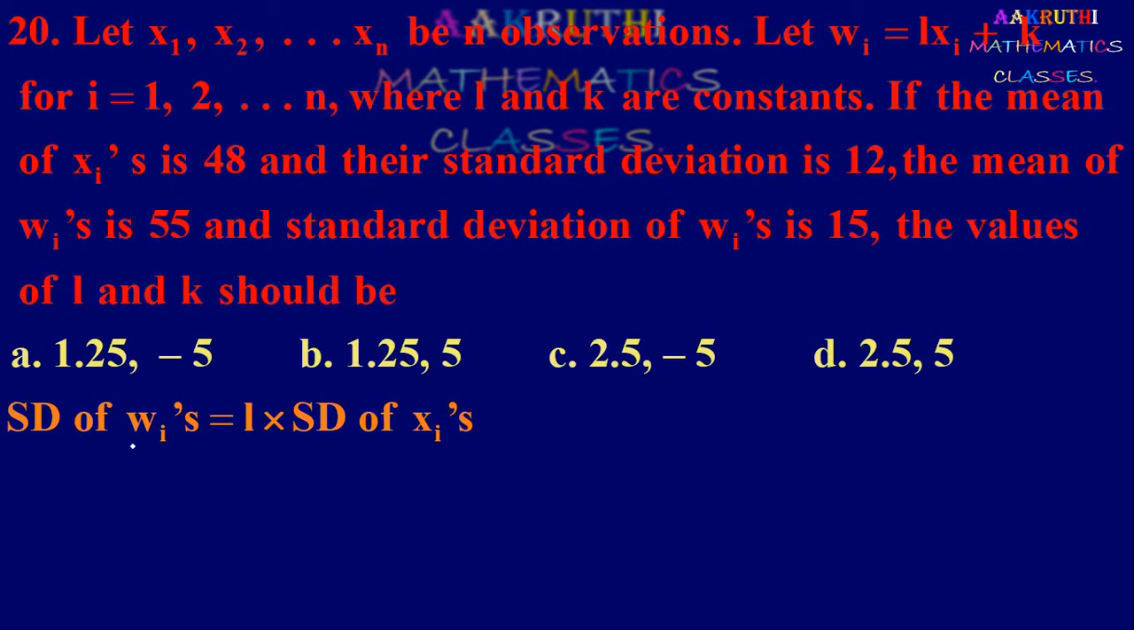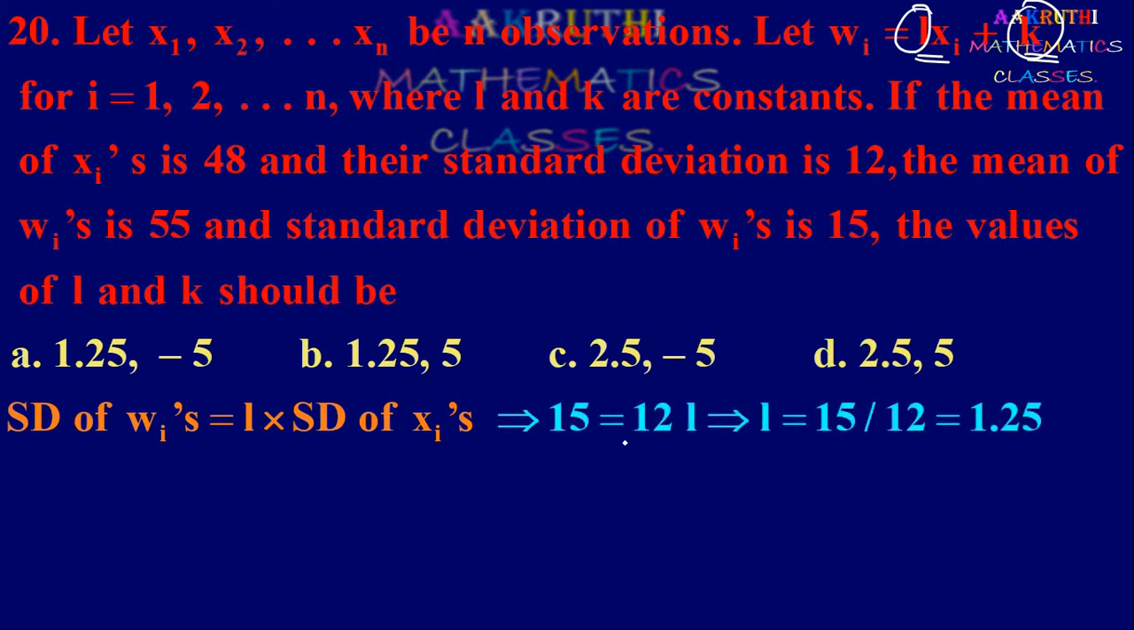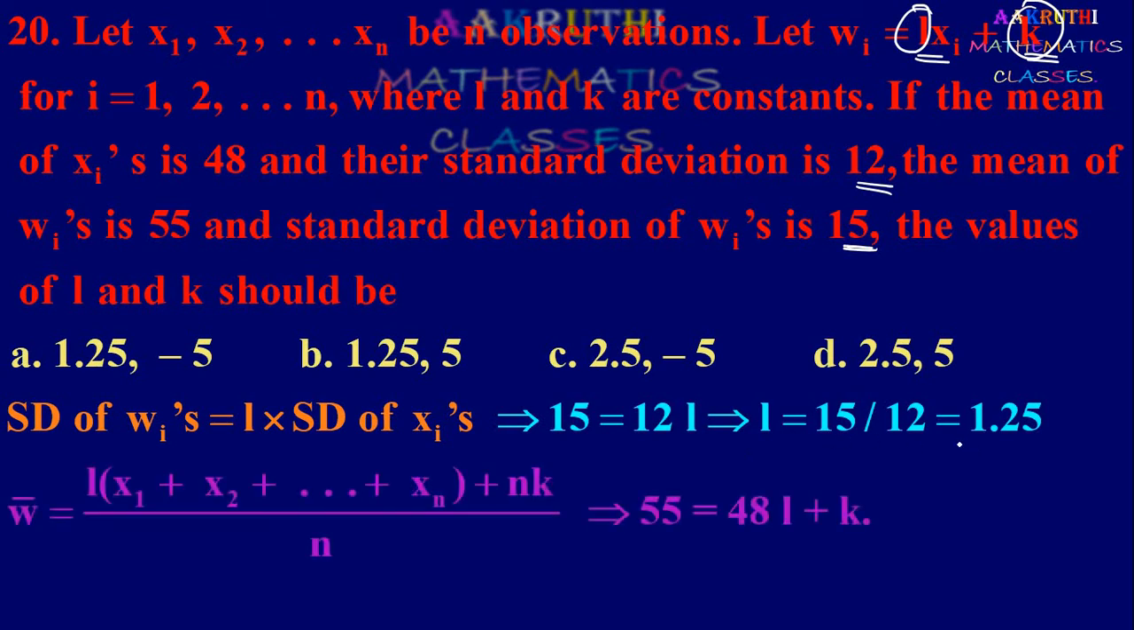Now here the standard deviation of wi is given. The standard deviation of wi is equal to L into the standard deviation of xi. Since each xi is multiplied by L and added k, when we multiply the data by L, the standard deviation is also multiplied by L. When we add or subtract any constant, the standard deviation remains the same. Therefore we get the standard deviation of the W series is L into the standard deviation of the X series. Substituting the values, we get 15 equal to 12 into L. So L equals 15 by 12, which is 1.25.